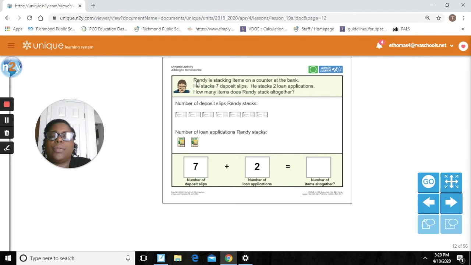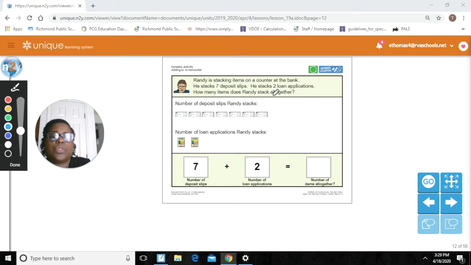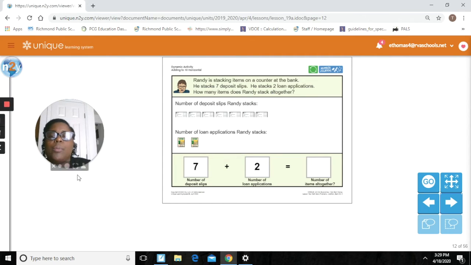All right. Let's read our word problem. Randy is stacking items on a counter at the bank. He stacks 7 deposit slips. He stacks 2 loan applications. How many items does Randy stack all together? There is that important word. Whenever you see all together, it means you're going to add. Okay, and remember when we add, we put groups of items together.